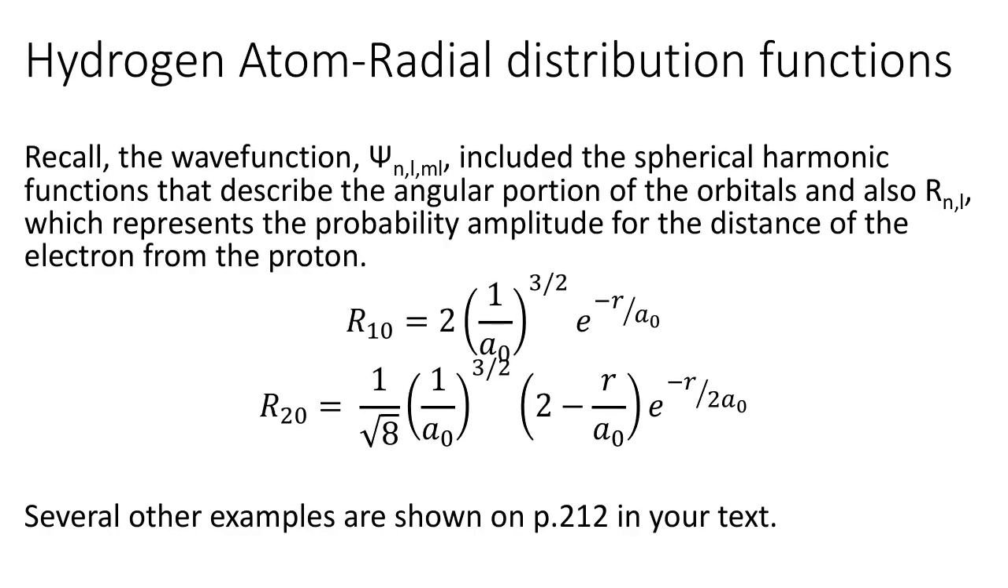You'll recall that the wave function split into two parts: the angular and the radial portion. Here I show two examples which I've written out for the 1s and the 2s orbitals, so the n equals 1, L equals 0 and n equals 2, L equals 0 orbitals. These are probability amplitudes for the electron, the distance of the electron from the nucleus, the proton in this case. There are other examples on page 212 in your text, in the section right above where they show the complete wave functions that have both the radial and the angular portion.